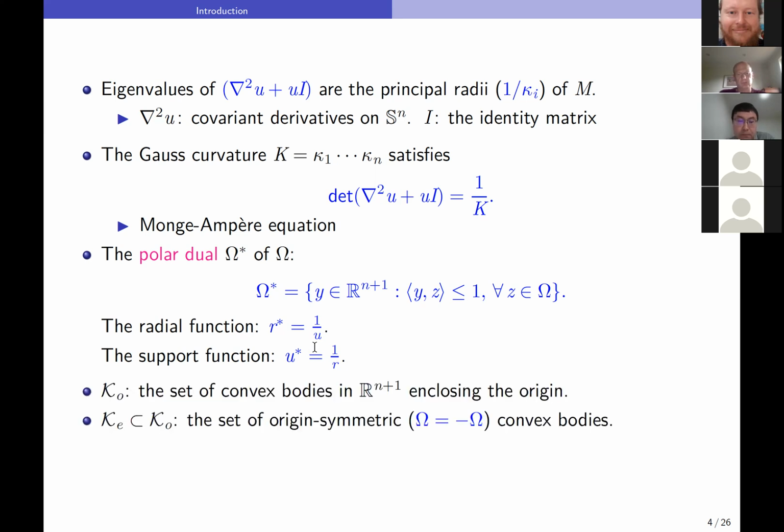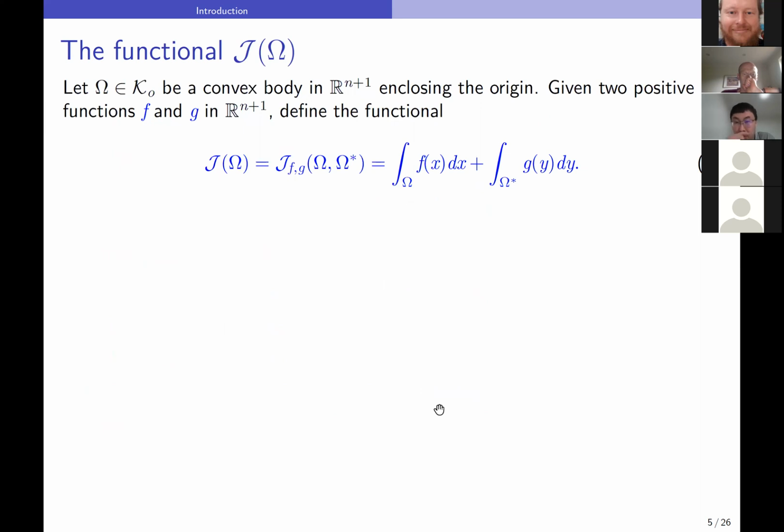We use K_O to denote the set of convex bodies in R^{n+1} enclosing the origin, and K_E to denote the set of all origin symmetric convex bodies. Here origin symmetric just means that omega is equal to minus omega. With this definition, we can introduce our main object, which is a functional for convex bodies.